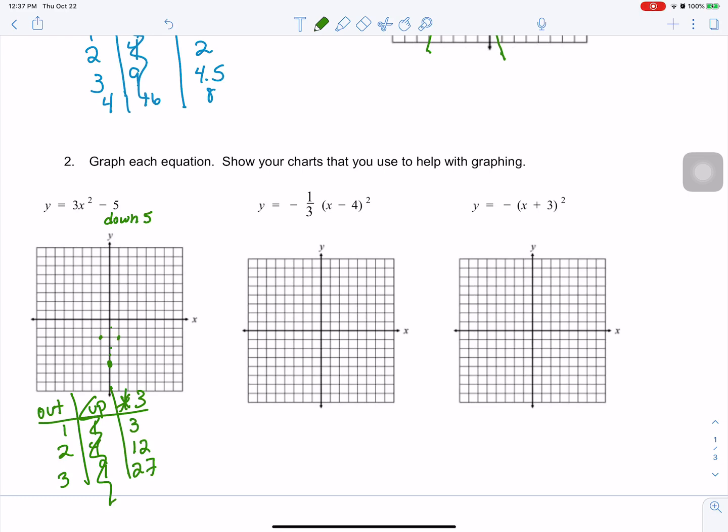Out 2, up 12. 3, 4, 5, 6, 7, 8, 9. And that's as far as I can get. It's quite narrow. And again, that's going to happen when we have a whole number that we're multiplying by out front.